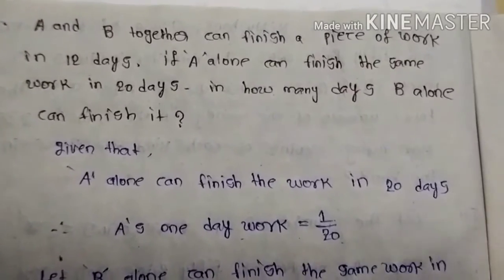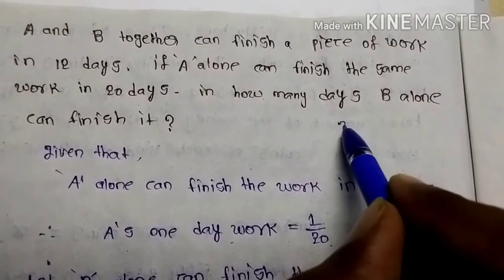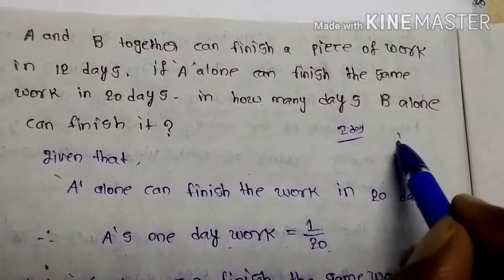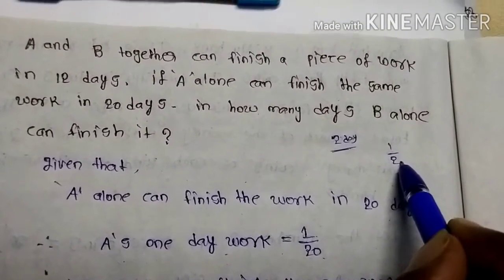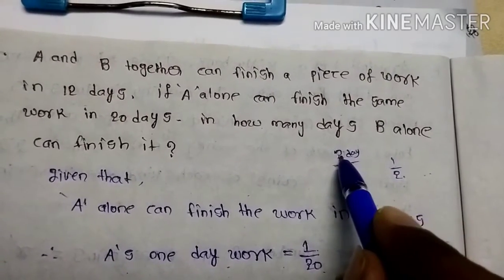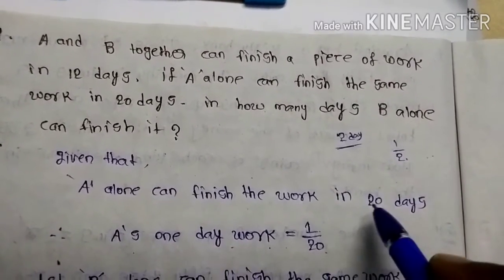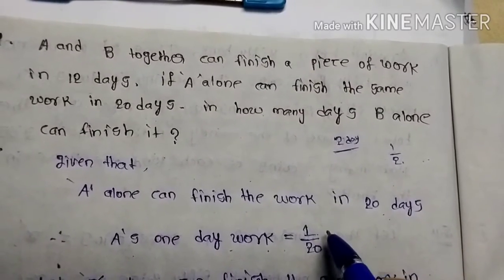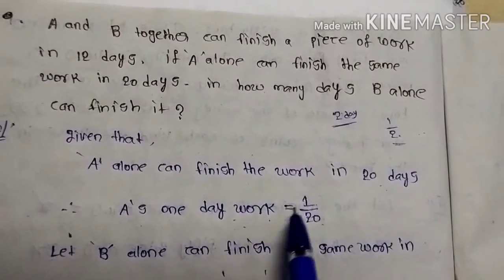For example, I am asking you, if a person can do the work in 2 days, his 1 day work will be half or not? Yes or no? Today half work he can do, tomorrow half work. That means total work will be one work completed or not. So you can take the reciprocal of the given days as 1 day work. If he is completing in 25 days, 1 day work will be 1 by 25. Is it okay? Here, 1 day work will be 1 by 20.